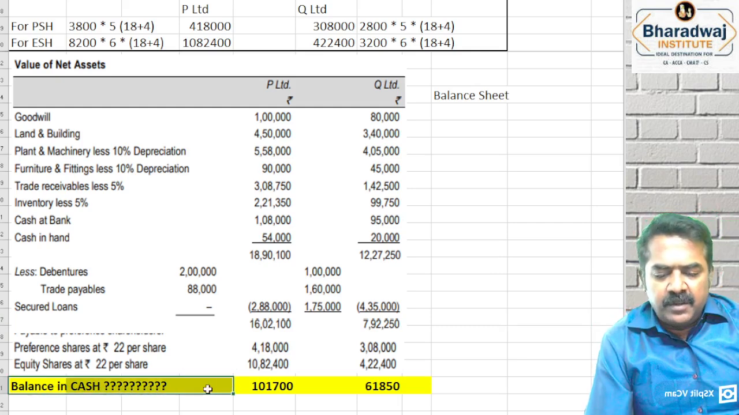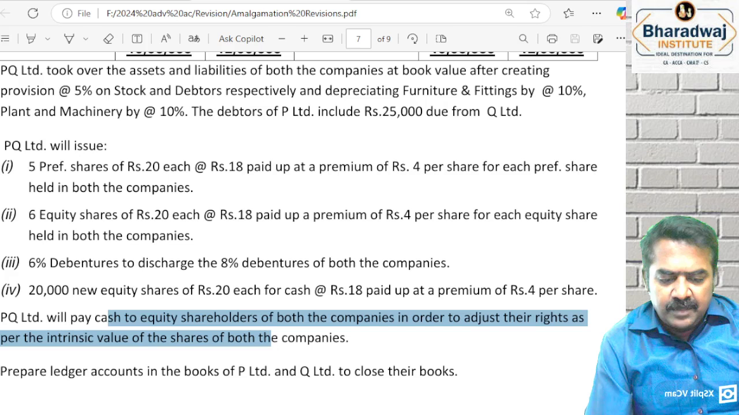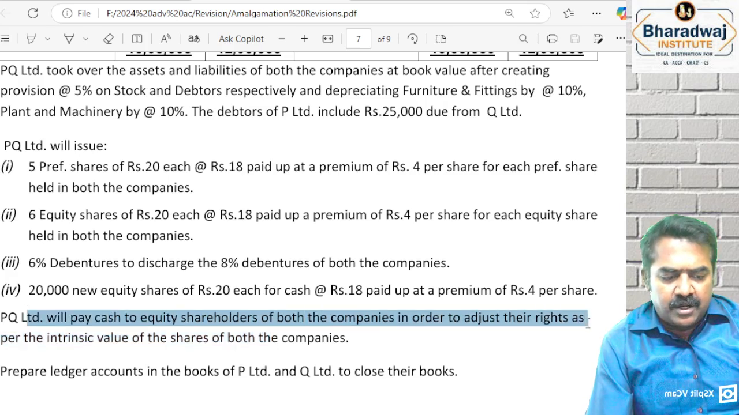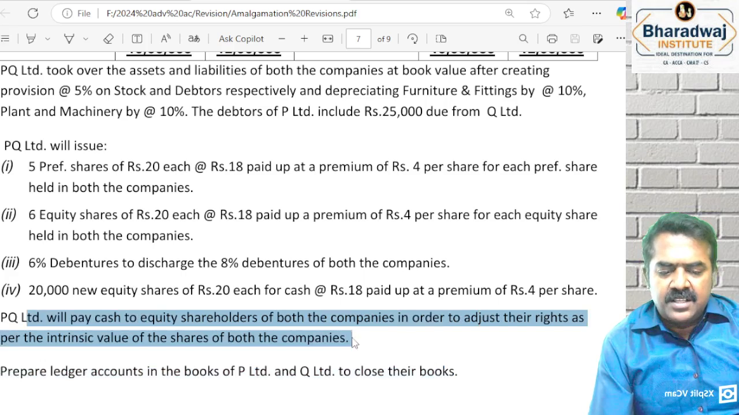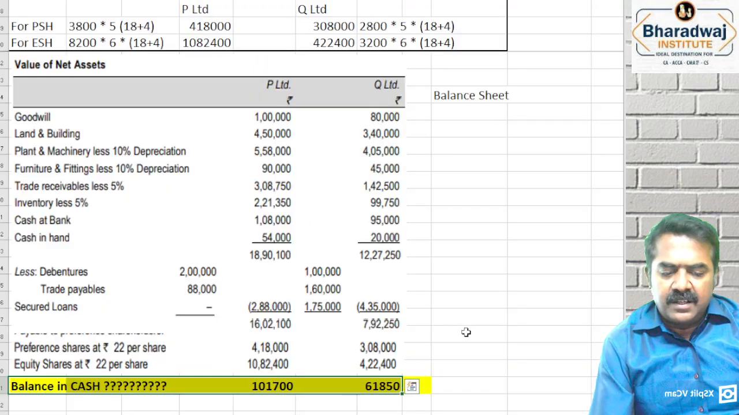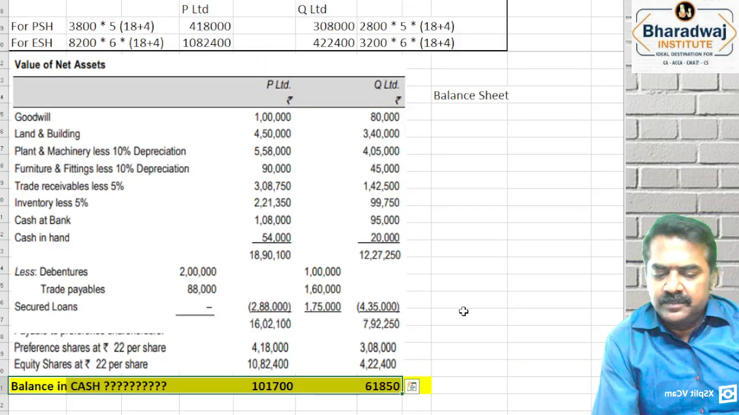Do you understand why we are paying cash? It's clearly mentioned in the question. We'll pay cash to equity shareholders of both the companies in order to adjust their rights as per intrinsic value. Intrinsic value is nothing but net assets value.